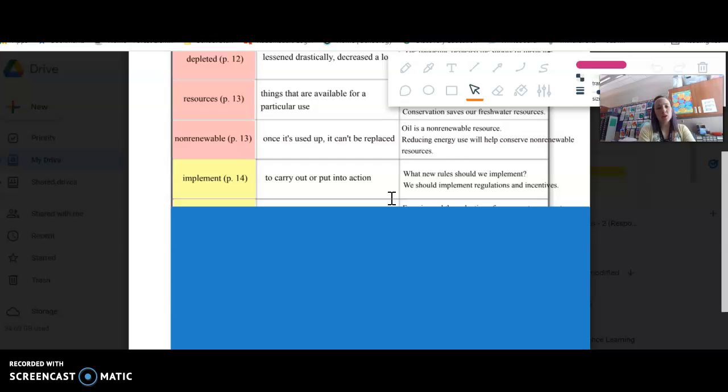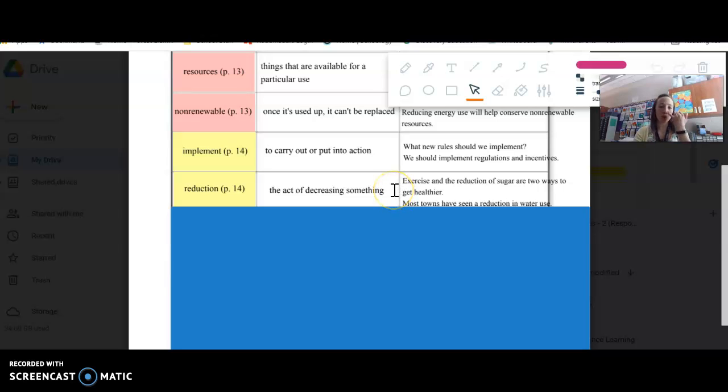Implement means to carry or put into action. So what new rules should we implement? Meaning should we put into place? Should we make? And then we should implement regulations and incentives, is what the text said. So we should put into action regulations, which are like rules. Incentives are like good things that happen if you do something.